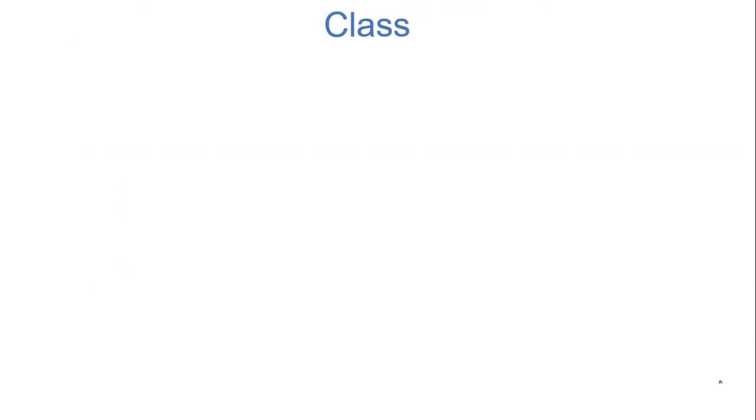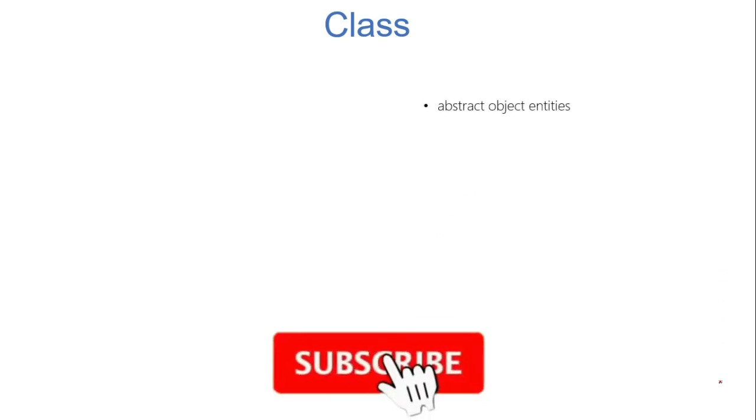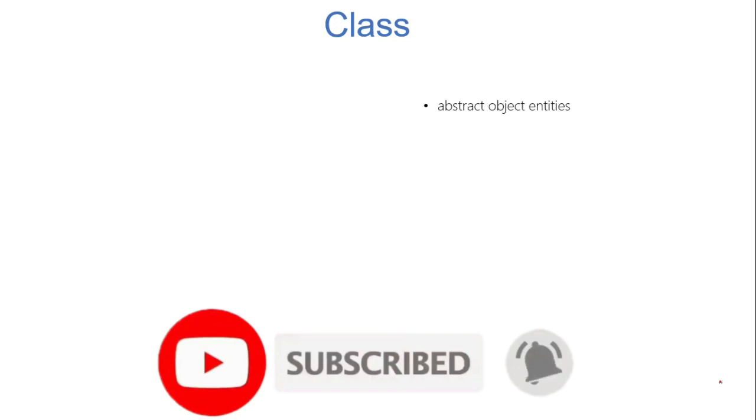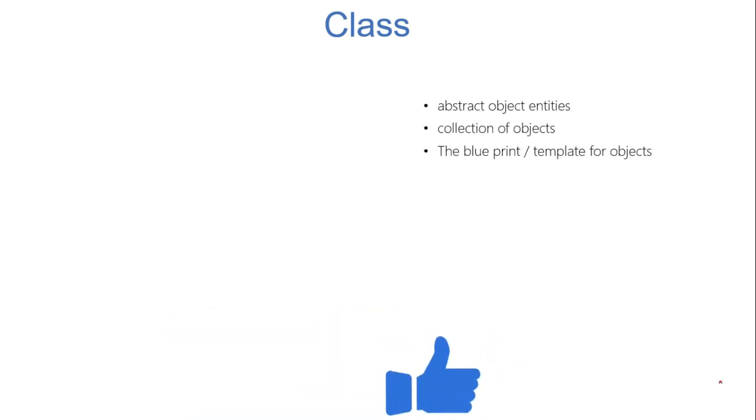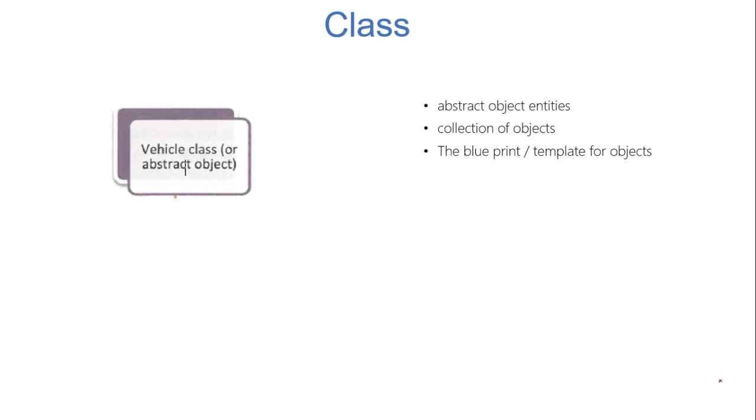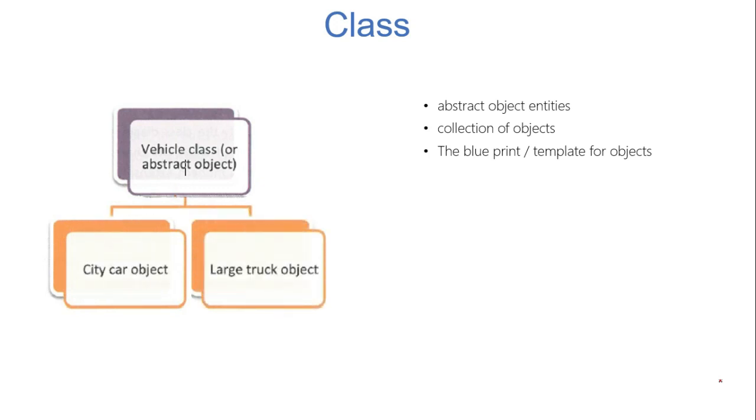In OOP, an abstract entity such as the abstract vehicle entity is called a class. So classes are abstract object entities or collection of objects or the blueprint or template for objects. Just as we cannot drive a general blueprint, we cannot drive a class, as someone has to build a specific vehicle entity from the blueprints in order to be driven. So from the vehicle class, we can create two specific objects, which is city car object and large truck object. Specific objects are known as instantiation of classes.